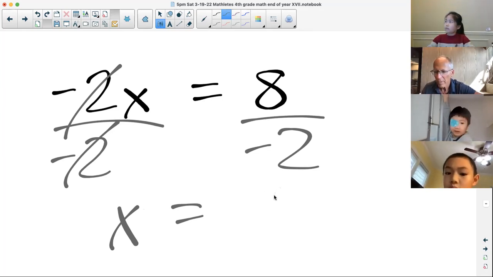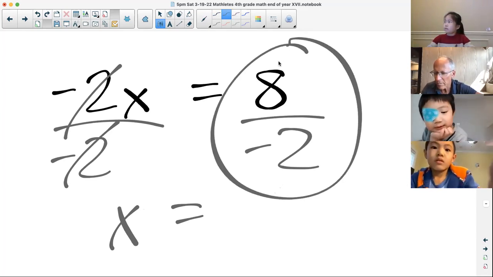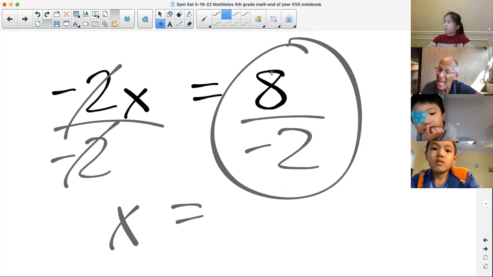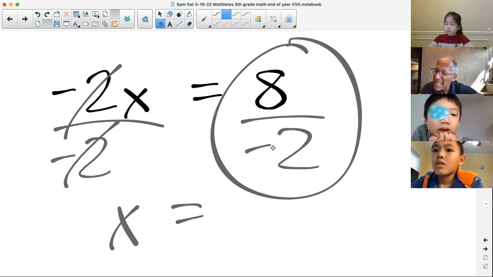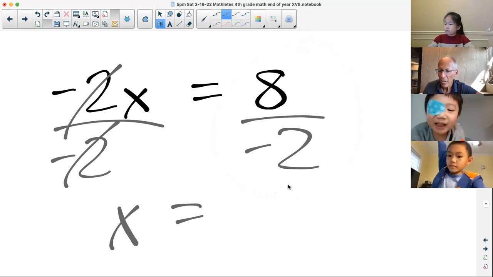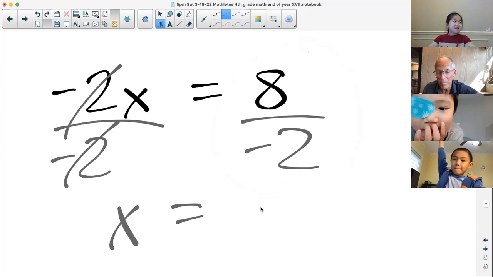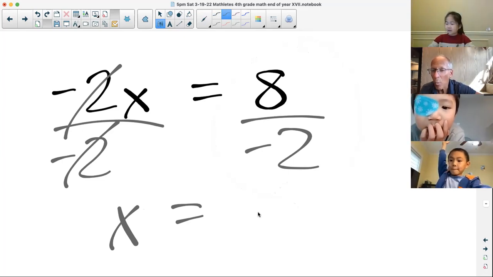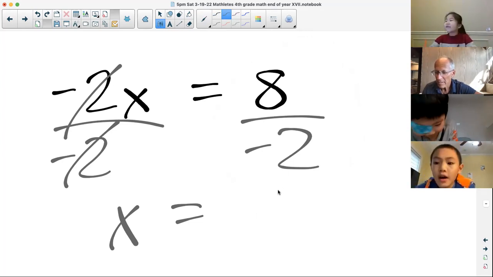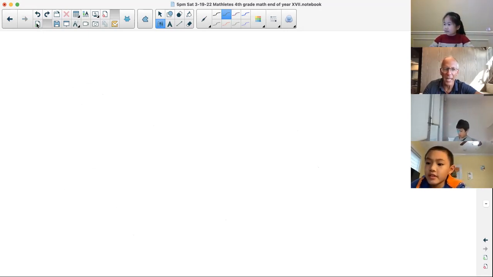What is 8 divided by -2? Just think 8 divided by 2, but that's the opposite. No, that's 8 times 2 or 8 times -2. What is 8 divided by -2? Jason B. -4. -4 is the answer.